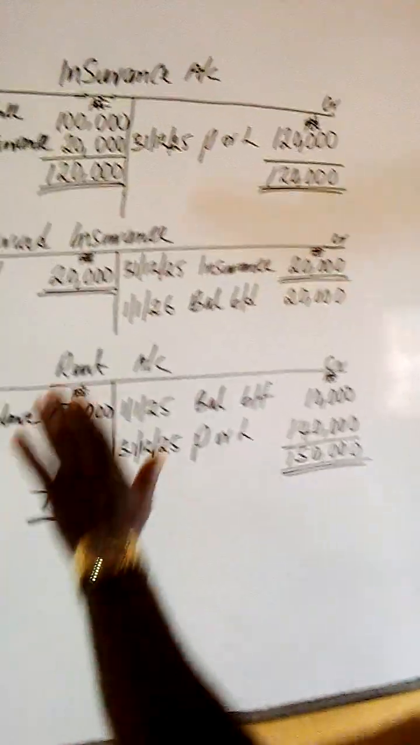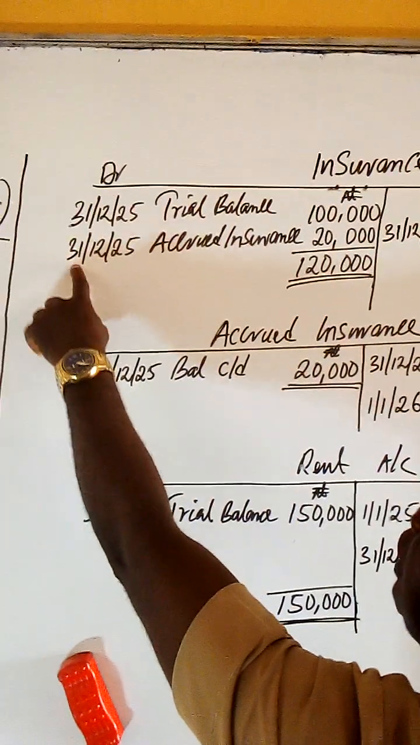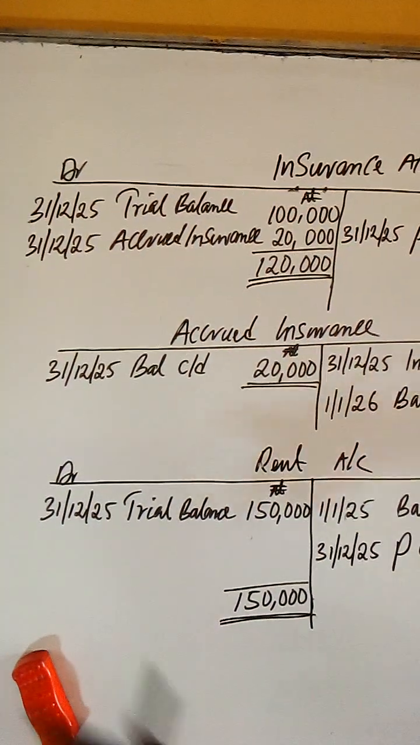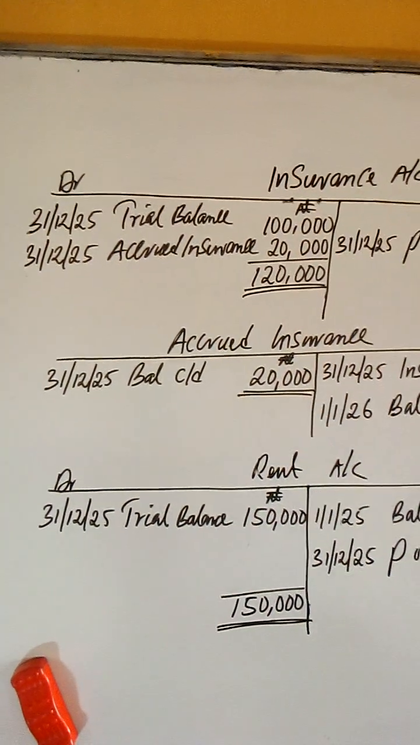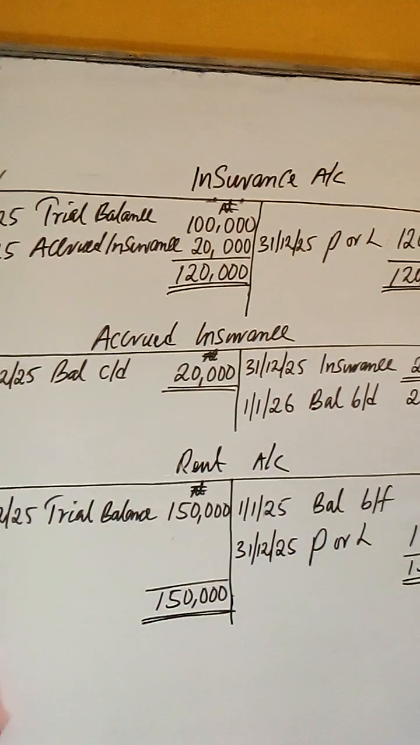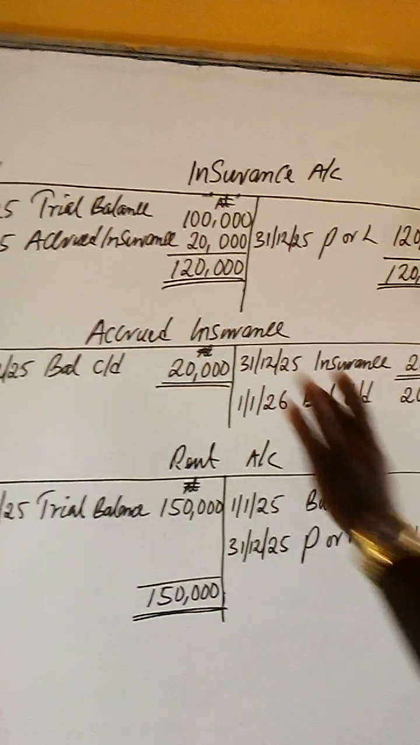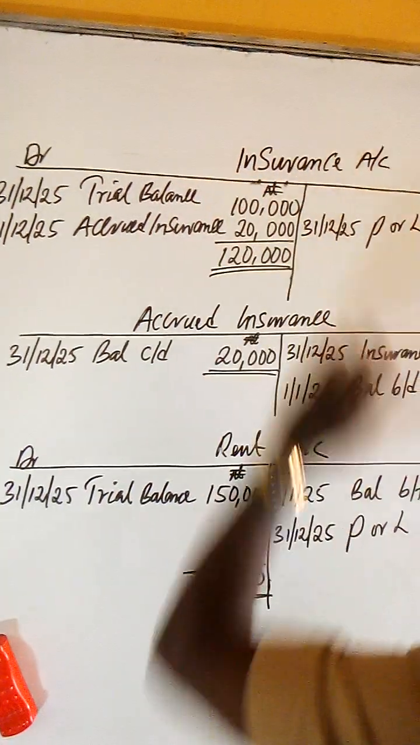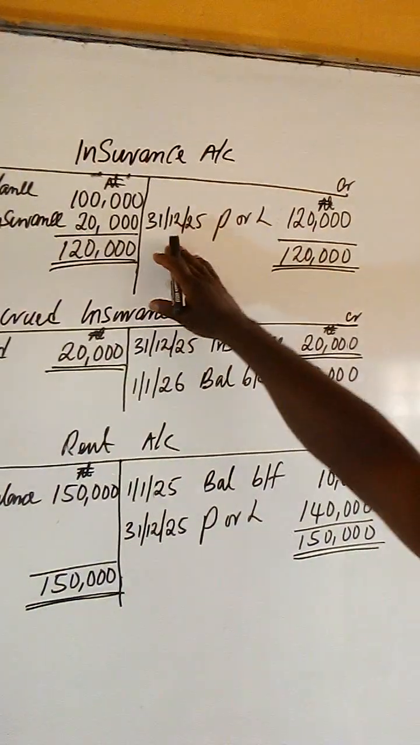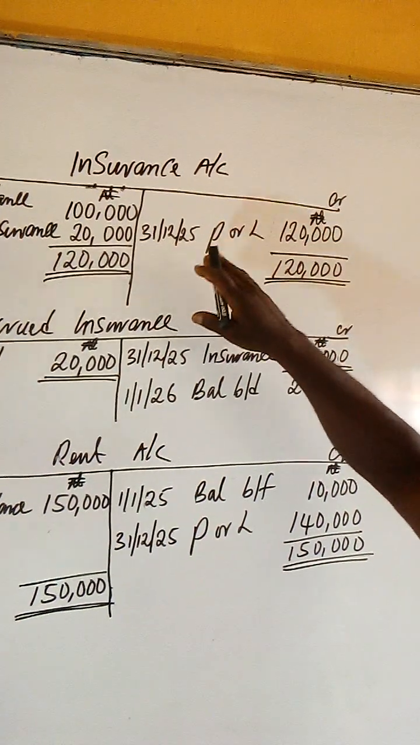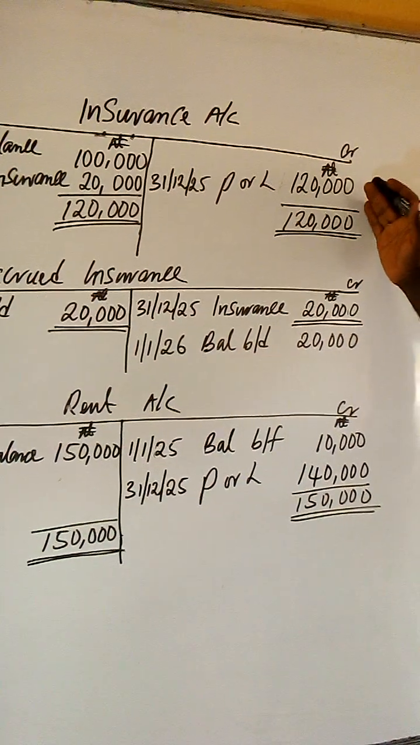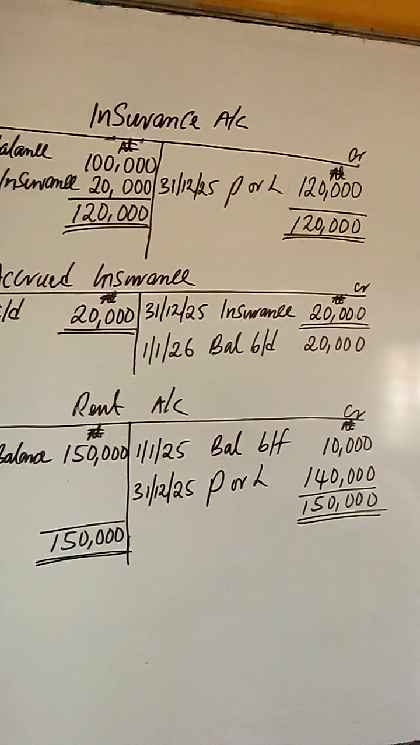So here, that is why at the end of the year, which is 31st of 2025, we are adding the accrued insurance amount of 20,000 to the amount that was paid to get the actual amount that was supposed to be charged in the profit or loss account. So if you add 100,000 to 20,000, you will get 120,000. Then it means 120,000 becomes the amount that we charge in the profit or loss account. This is what we bring in the profit and loss account as an operating expense.